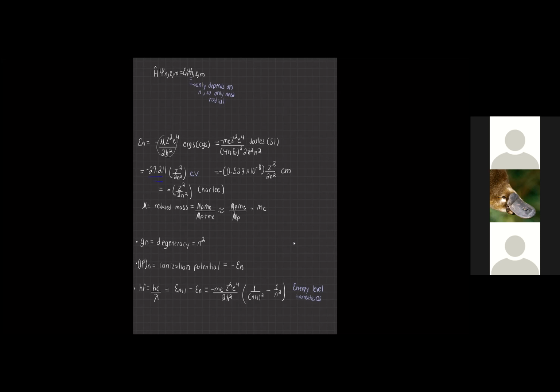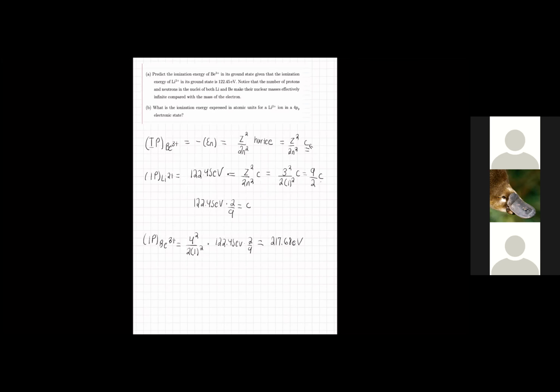The concept we solved for is pretty much just this here. Okay. What is the ionization energy expressed in atomic units for lithium 2+ in a 4p electron state? So the only thing that's different is that it's a 4. Would you just substitute the 1 for a 4 then? Because instead of 1s, it's 4p. Yes, exactly. And that's it.